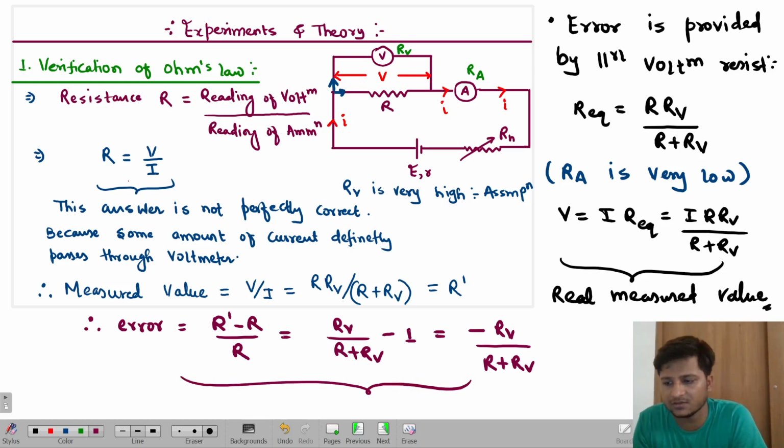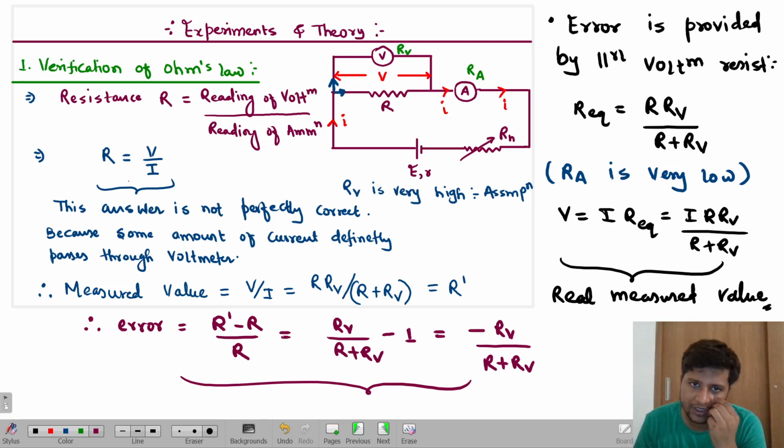Which kind of error? Which means that are you measuring less value or more value? You are measuring more value, but actually the answer should be of less value, right or not? Yeah, are you able to get me? Is that clear?